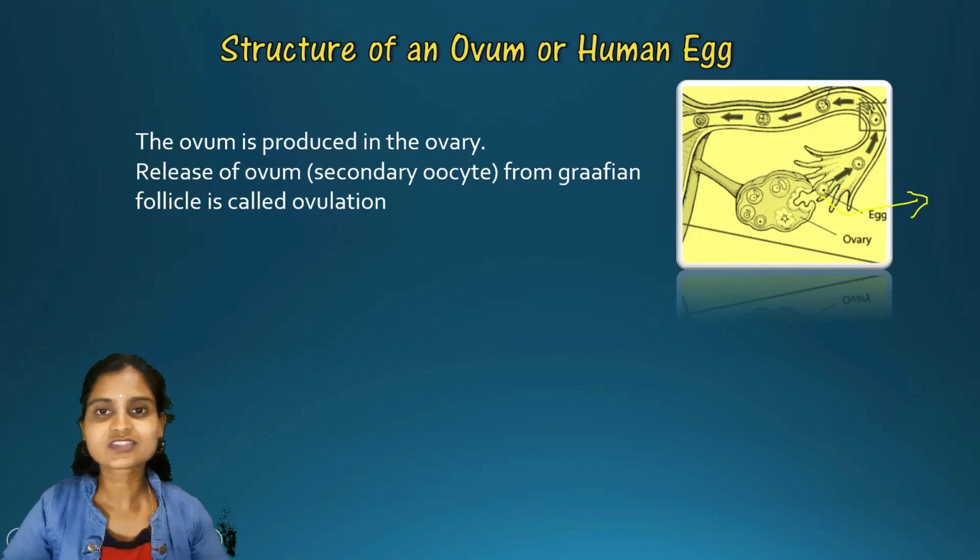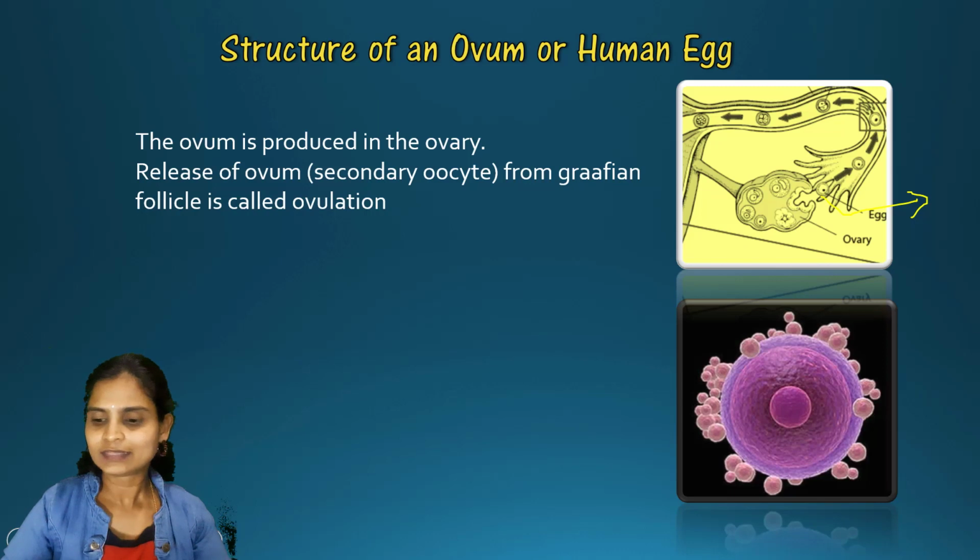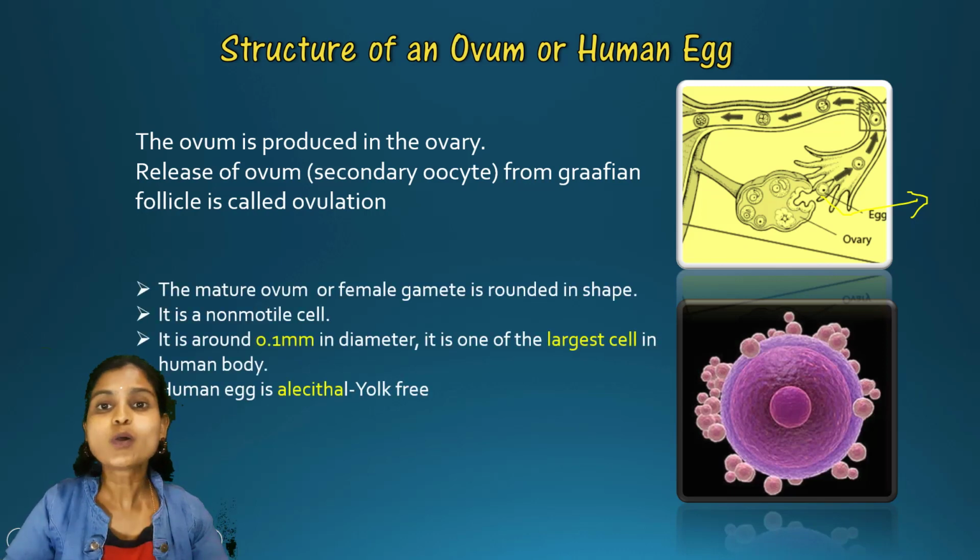Coming to the egg structure, the egg is round in shape and is 0.1 millimeter in diameter. One thing we have to remember: the human ovum is the largest cell in the female body and it is alecithal. A means absence, so absence of yolk, or the yolk present is negligible. Hence the human ovum is called an alecithal egg.